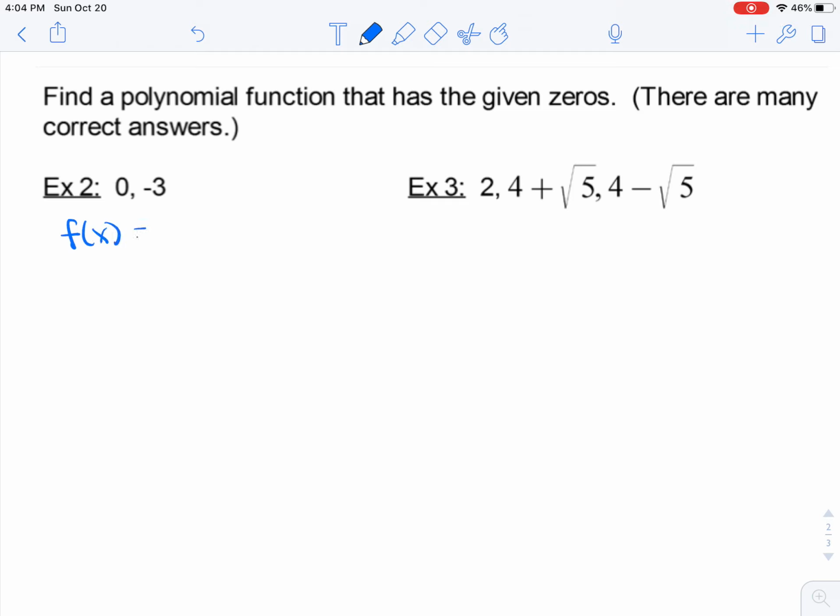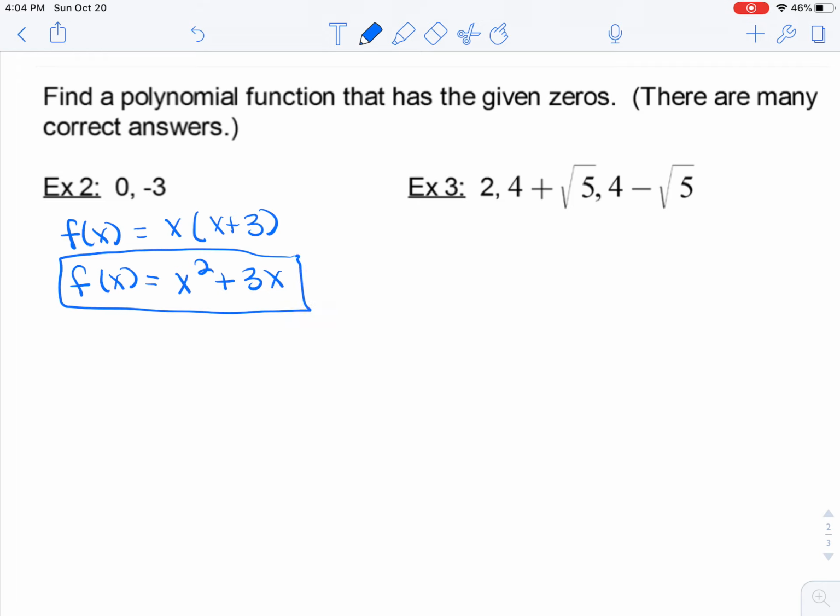So if I know it's 0 and negative 3, I know that factored form would be x times, and then if it was negative 3, it would be x plus 3, because when we would set that equal to 0, then we would get a negative 3. So this is kind of the factored form, so then I would just have to distribute, so I would get x squared plus 3x. There are many answers. This is the simplest answer, but you could definitely be more creative.